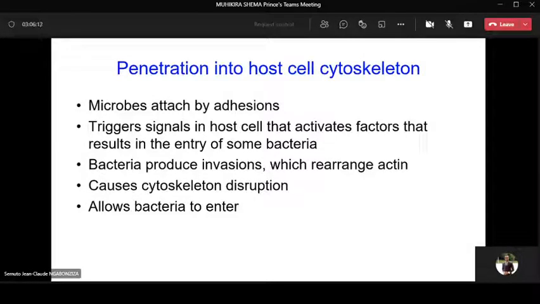So some bacteria just get inside the host cell and trigger signals in host cell that activate factors that result in the entry of some bacteria. They can produce invasin, which rearrange actin. They can cause the disruption. So the bacteria makes actively the entry possible.